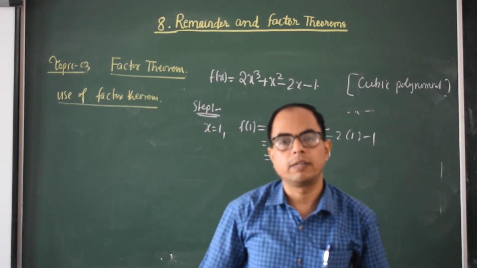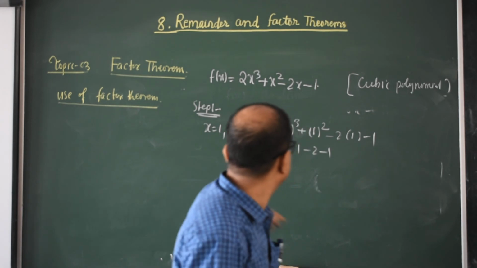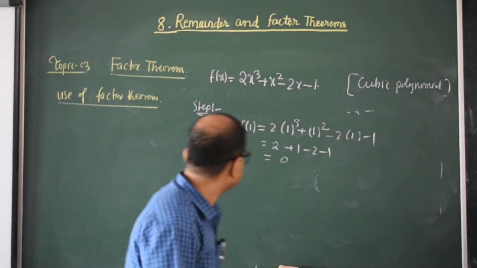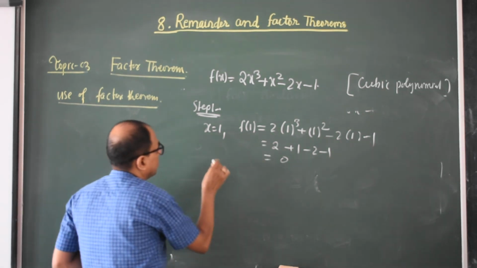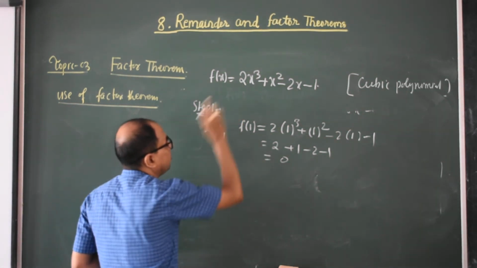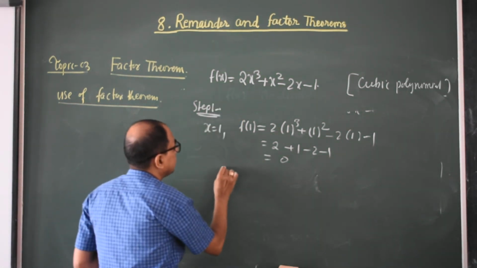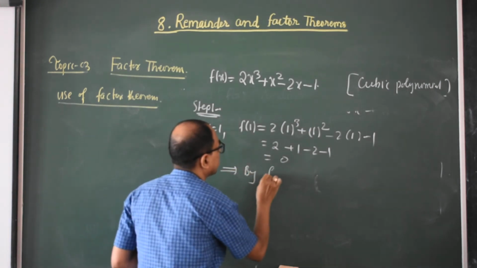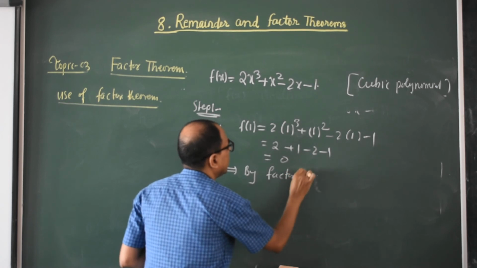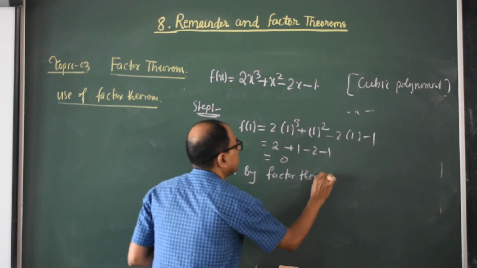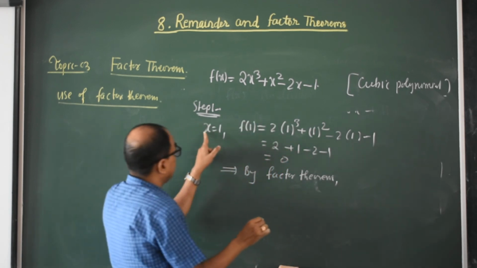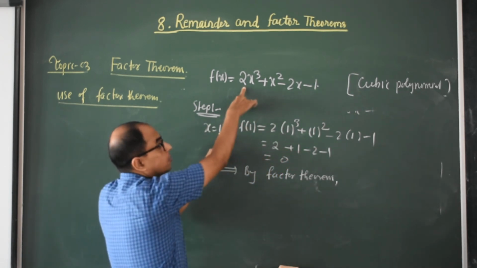Suppose if you are not getting the value of the polynomial 0 by putting x equal to 1, then try with another number. Clear? Now, by putting x equal to 1, this polynomial becomes 0. It means by remainder theorem, by factor theorem, by putting x equal to 1, the polynomial becomes 0.